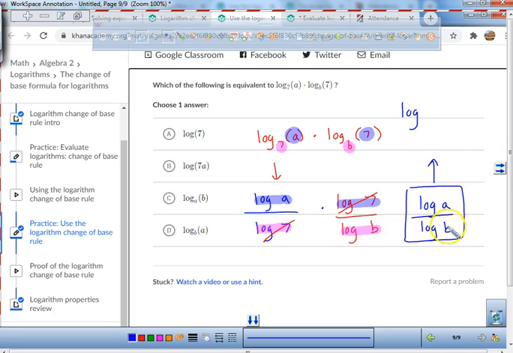That's on the top, that's on the bottom. Then that's going to be log base b of a, because the a is on the top and the b is on the bottom. And voila, there is the answer right there, hiding in plain sight.